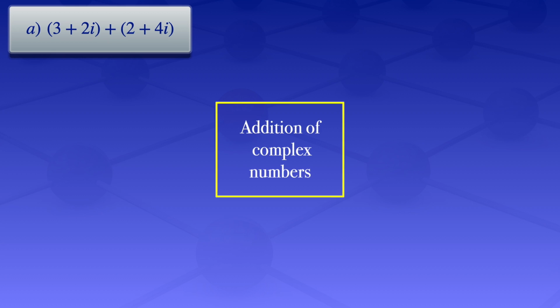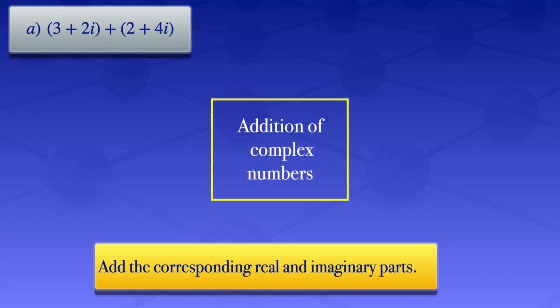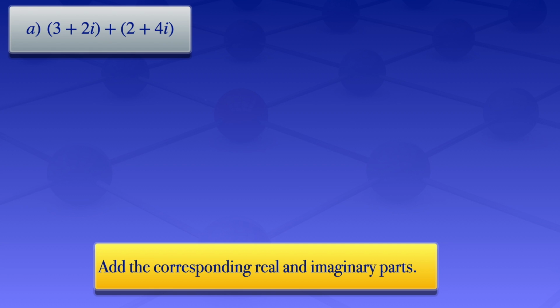When we are adding complex numbers, we add the corresponding real and imaginary parts. So for question A, we have 3 plus 2i plus 2 plus 4i. The real parts are 3 and 2. So those are the corresponding real parts, and we add 3 plus 2. I'll write equals 3 plus 2.